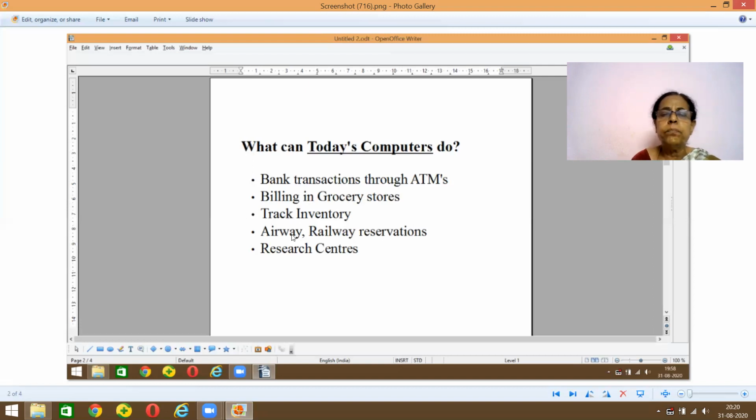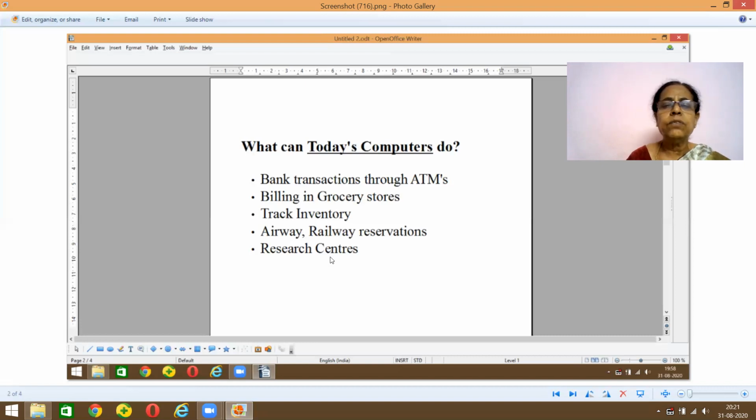The next place where computers are used is in the reservations of airways and railways. You can do your airway and railway reservations or your bookings through the computer. You can do it anywhere in the world. You can even check the routings and timings through the computer. All the reservations are done through the computers.